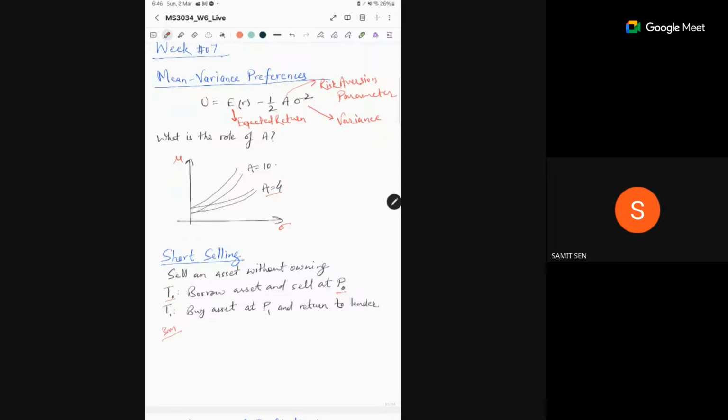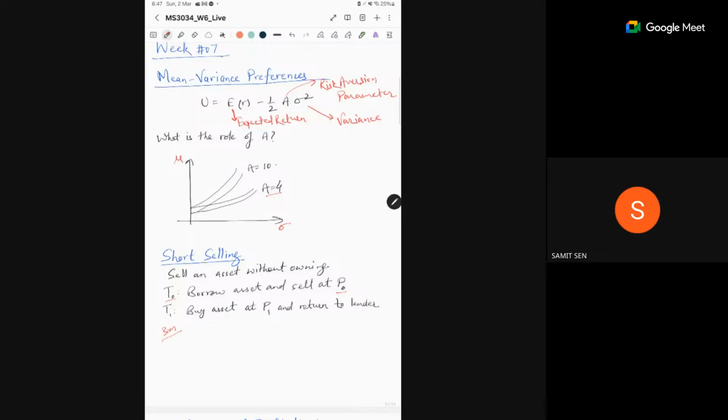And who are these lenders? Generally, these lenders are brokers. Brokers are the individuals who facilitate the buying and selling of these financial assets. We call them brokers. Okay, this is the short selling process. And in this case, when will you make money? You will make money when prices go down.